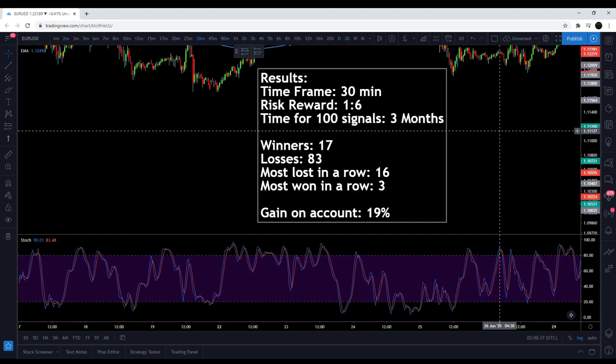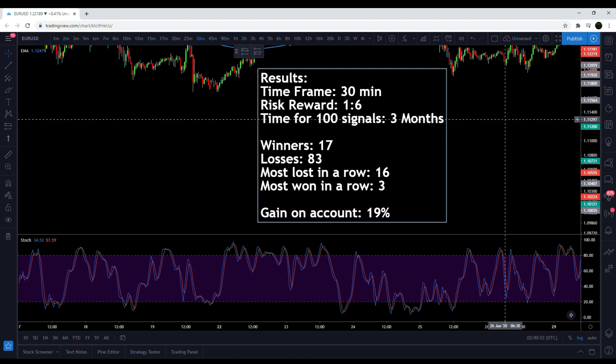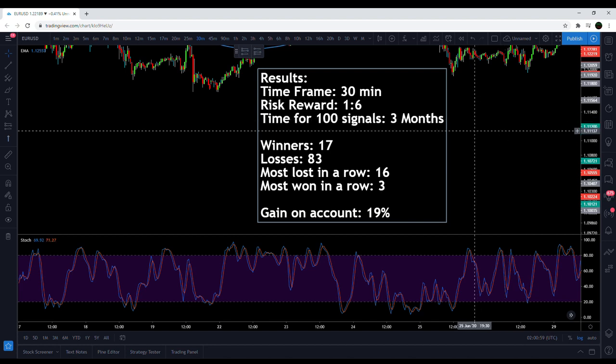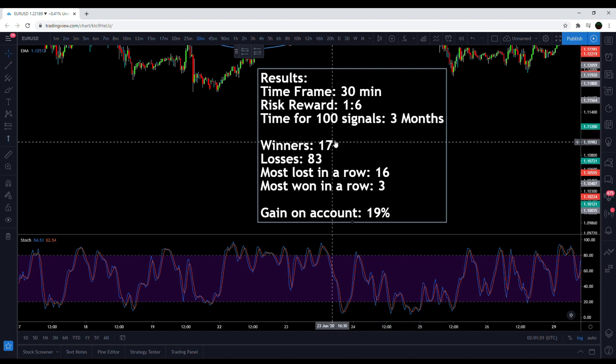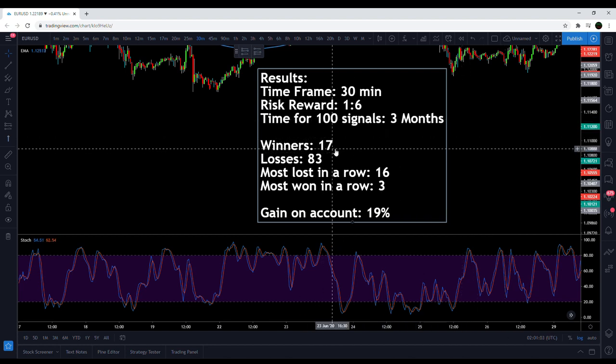The results are in after the 100 back-tested trades on the 30-minute time frame using a 1 to 6 risk-reward ratio. It took 3 months of price data to find the 100 signals, and there were 17 winners, 83 losses. The most lost in a row was 16, and the most won in a row only 3. But still, 19% gain on the account over the series of 100 with only 17 winners of those 100.